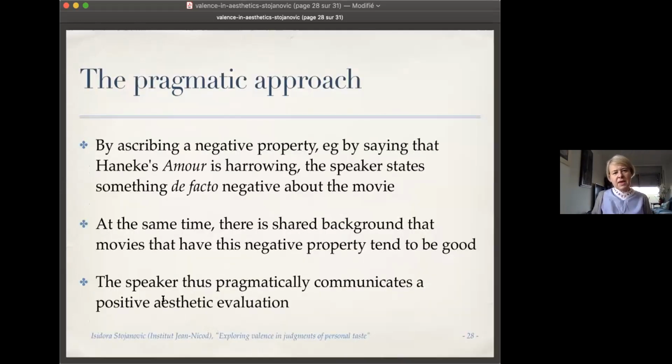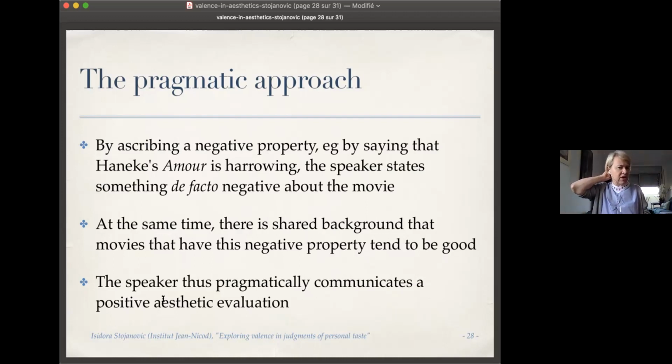Now, this being said, there are again two ways in which we can look, from the point of view of philosophy of language, at the question of how you get from a negative statement, such as "this is disgusting," to a positive evaluation. And this time I'm going to start with the pragmatic approach. It mirrors the pragmatic approach we've seen for neutral adjectives.